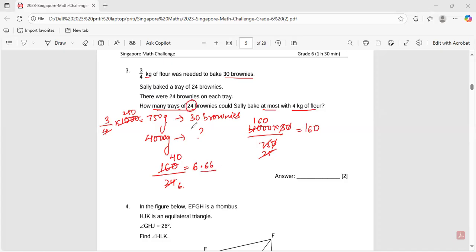How many trays of 24 brownies? So you can make 6 trays of 24 brownies. This is the decimal part, which will come to some 14 brownies. So 14 brownies is left in the 7th tray, which is yet to be completed. So this is an incomplete tray. They're asking how many trays of 24 brownies, so you have 6 trays of 24 brownies that can be made.